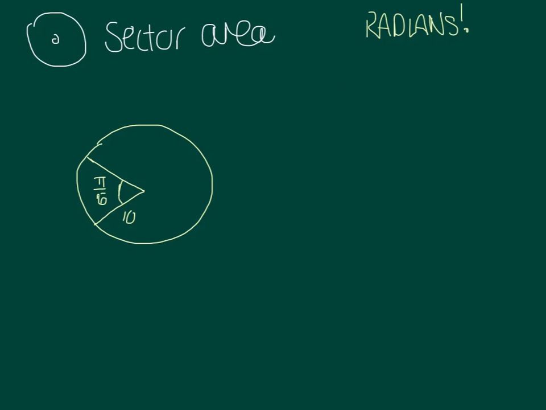So here is my angle, pi by 6. That's an angle in radians. If that had been in degrees, you would have to convert it. So degrees must always go to radians, even if the question is throwing you and trying to give you something in degrees.